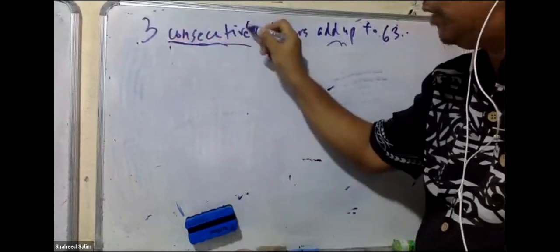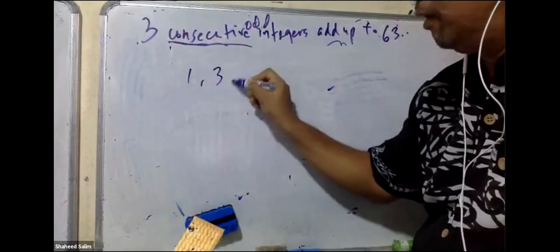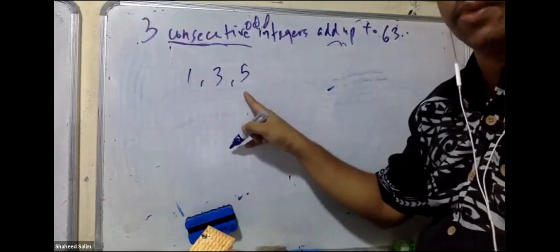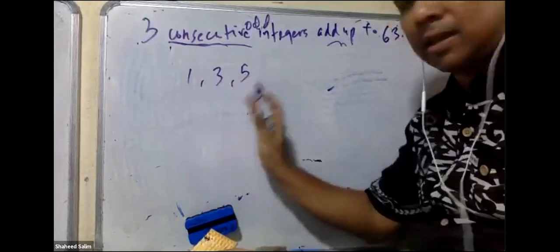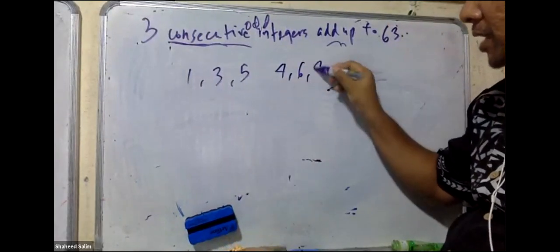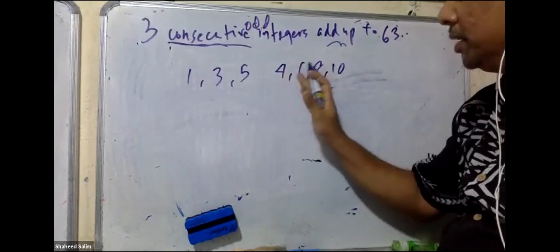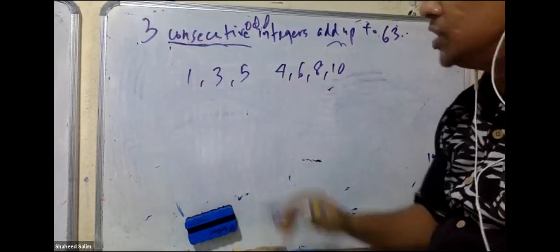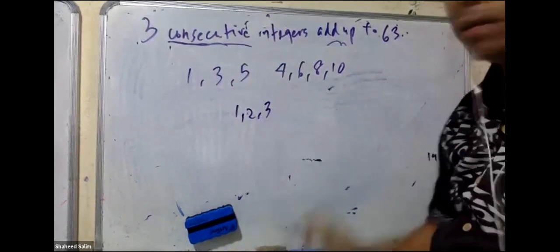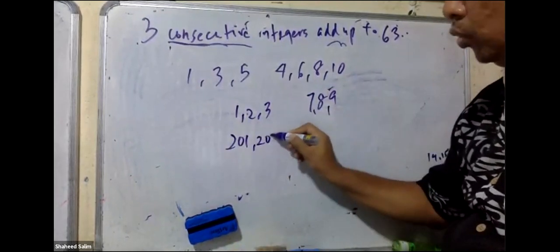If they say consecutive odd, it must be odd numbers. 1, 3, 5. Can you see? This is the next odd number. This is the next odd number. This is consecutive, the next number after that. Consecutive even numbers: 4, 6, 8, 10. I can go as many as I want. Consecutive integers without odd or even is like 1, 2, 3, or 7, 8, 9, or 201, 202, 203.